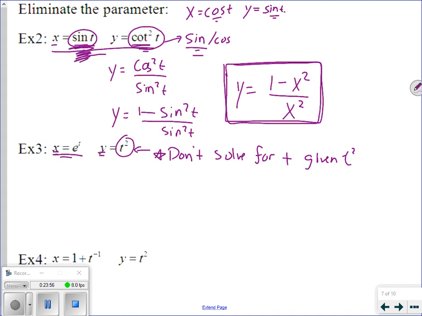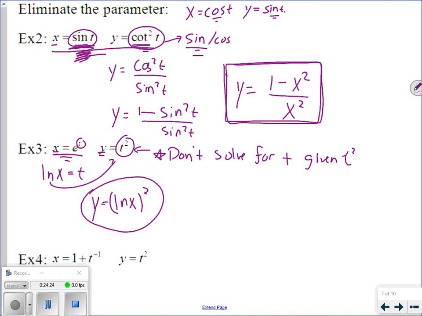But solving for t over here is not terrible at all. If I have e to the t power, how do we get t out of the power? Take the natural log of both sides. So in this case, the rectangular version of this parametric equation would be y equals ln of x squared. I have to take the ln of x and plug it into t.